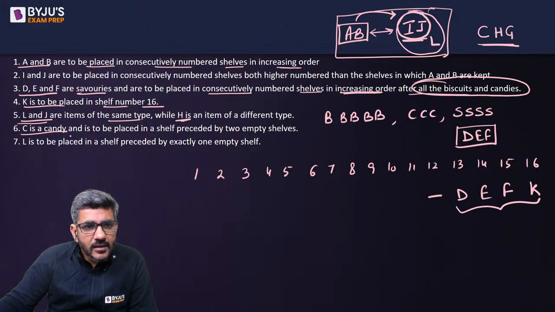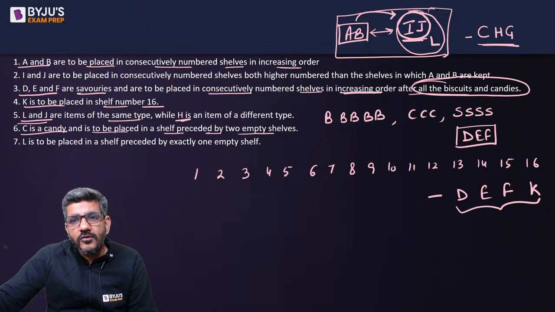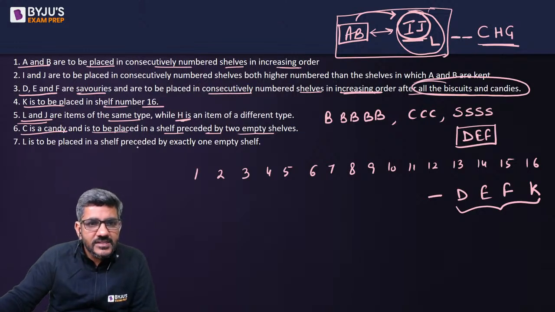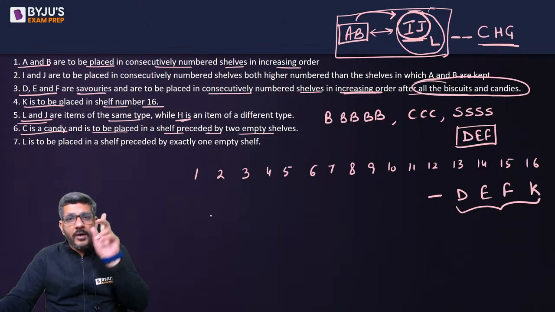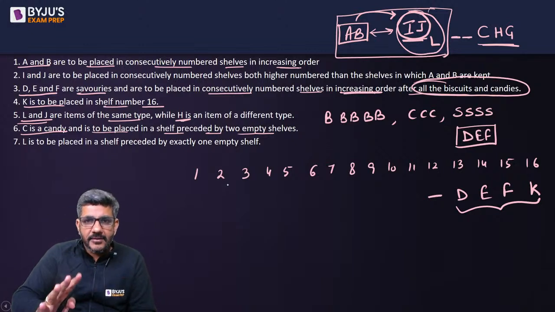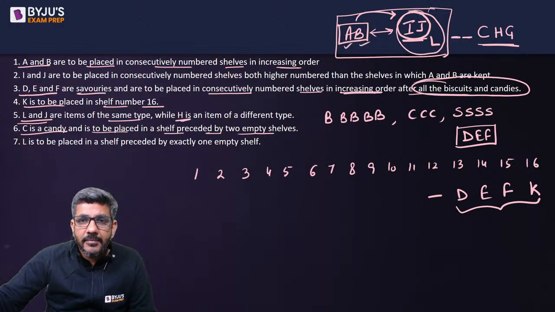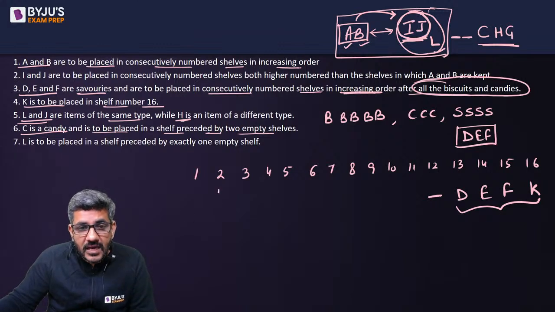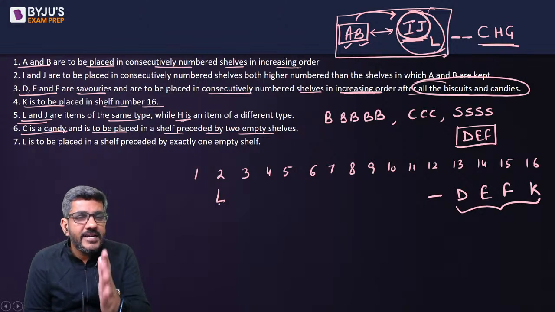What next? C is a candy and is to be placed in a shelf preceded by two empty shelves. So before C, we should be having two empty shelves. L is to be placed in a shelf preceded by exactly one empty shelf. So before L, there should be one empty shelf. Now, one possibility is that the initial few items are biscuits only. If initial few items are biscuits, they are A, B, I, J, L. But before L, there should be an empty shelf. That means L should be here, right? If before something there is an empty shelf, that should be the first item of that category.